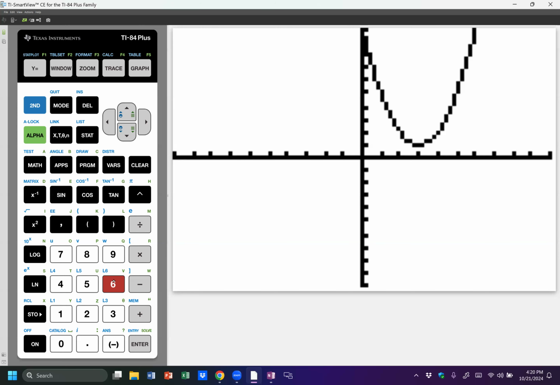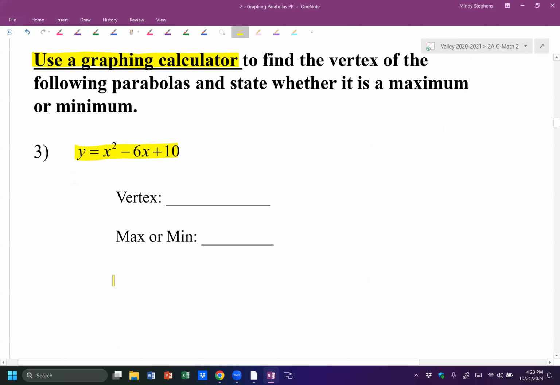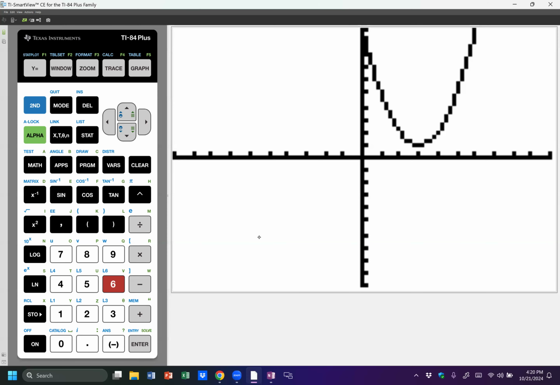Now this is our graph. Just looking at it, we can tell that it's going to be a minimum. Without even finding our vertex, we know this is a minimum because it's got a low point on our graph. So I'm going to go back to my paper and write minimum, because I know it's a minimum just by looking at it. Now I need to find my vertex.